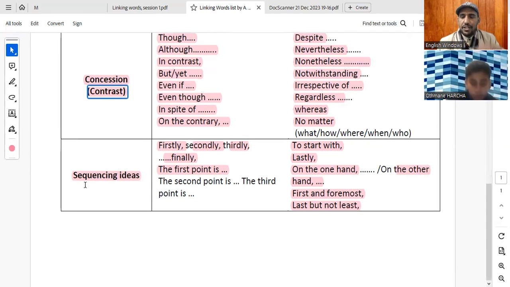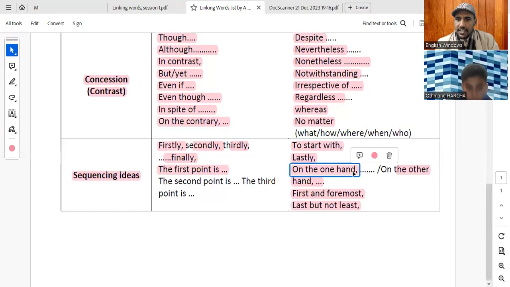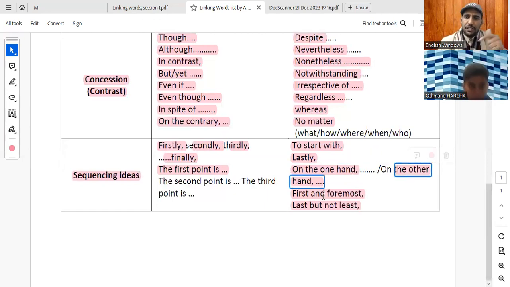Yes. And for sequencing ideas, or the chronological linking words that we can use, we have firstly, secondly, thirdly, finally at the end. The first point is, and then you list the first points, then the second point, then the third point, and so on. And at the end, you say the last point, or the final points. To start with, this is something to say at the beginning. And then at the end, you can say last or lastly. On the one hand, and then on the other hand. First and foremost, this is at the beginning, and then at the end, before you end your speech or your piece of writing, you could say last but not least.